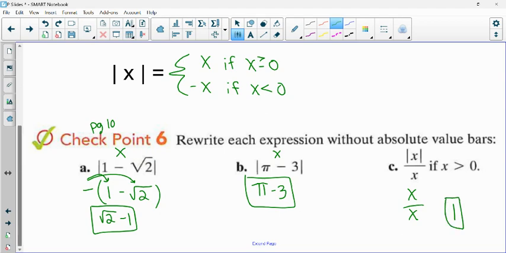So you're just using your mathematical knowledge to figure out if what's inside there is positive or negative. If it is positive, you leave it the same and just rewrite what's inside. If what's inside is negative, you put the whole thing in parentheses, put a negative in front, and then distribute that negative sign through.